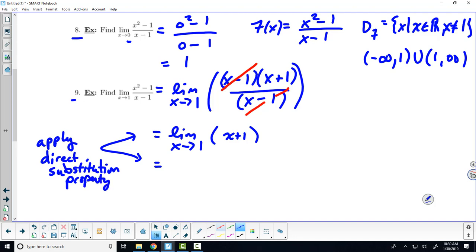Which says that evaluating the limit of a polynomial or a rational function at a nice place gives the same result as just plugging that number into the function. That's a better way to say it.